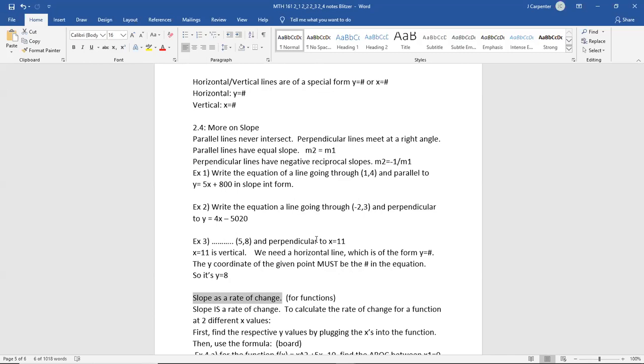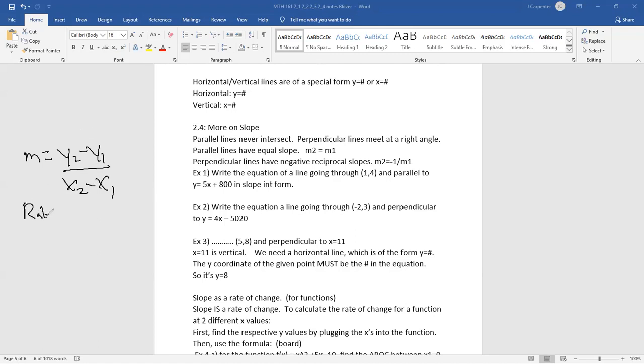Slope is a rate of change. If you don't believe me, go back to the slope formula. Again, what was our slope formula in the past? m equals y2 minus y1 over x2 minus x1. It's a rate because it's a fraction. The top is a change because it's a difference. The bottom is a change because it's a difference. This is a rate of change. So it's just another phrase. Slope is the same thing as saying rate of change.